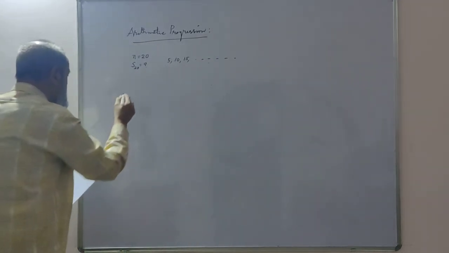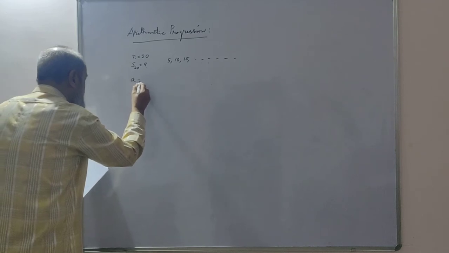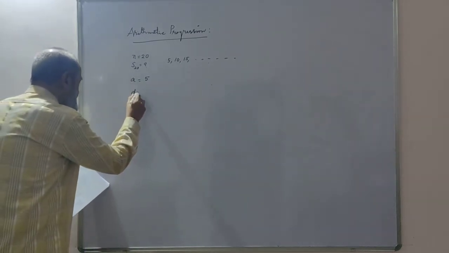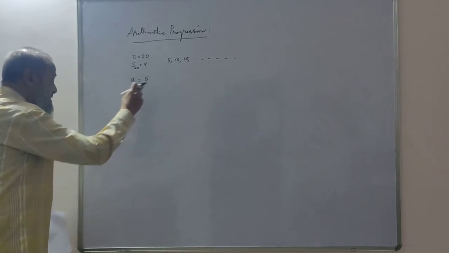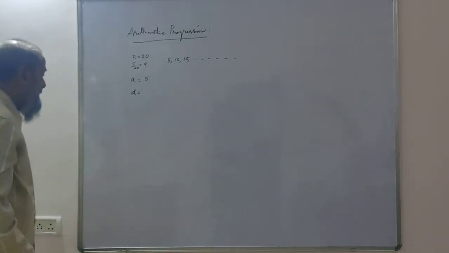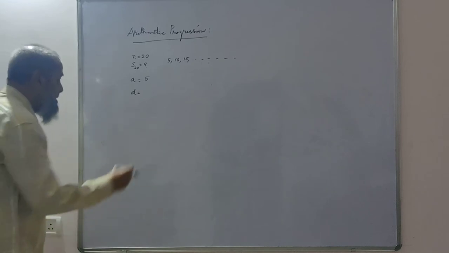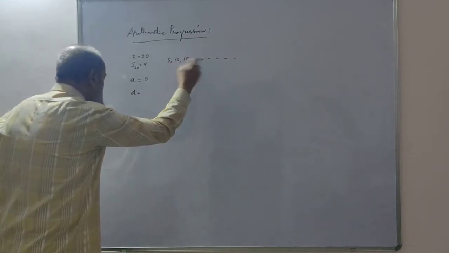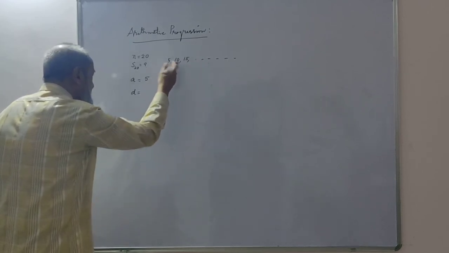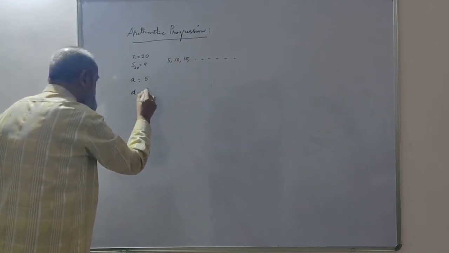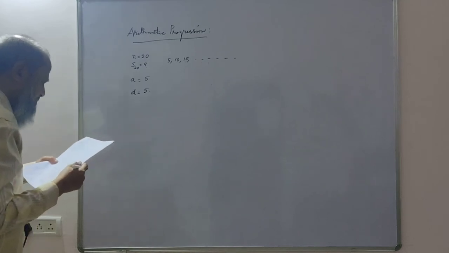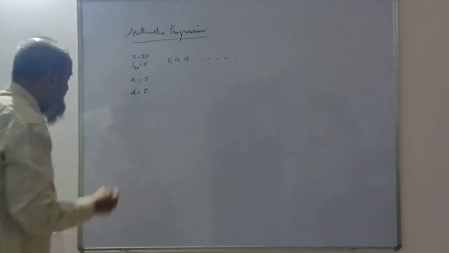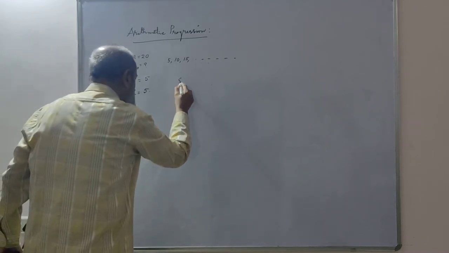Now a is here 5. Now d is the common difference. a is the first term, that is 5. d is the common difference. You find the difference between these two, or these two, like that. It will be 10 minus 5, that is also 5. This problem is for 2 marks.